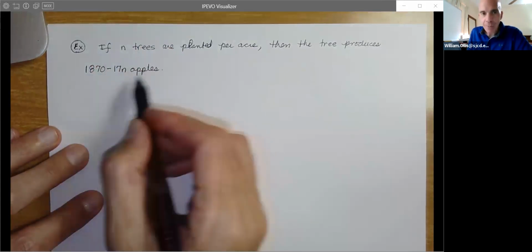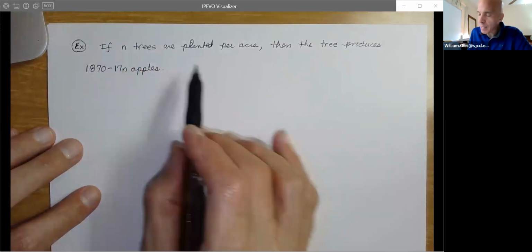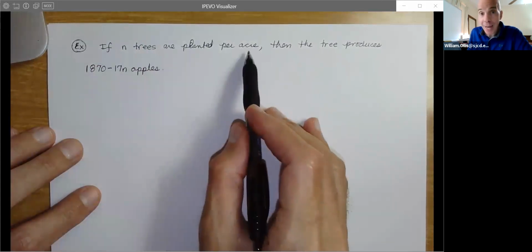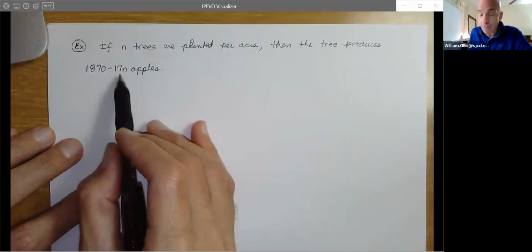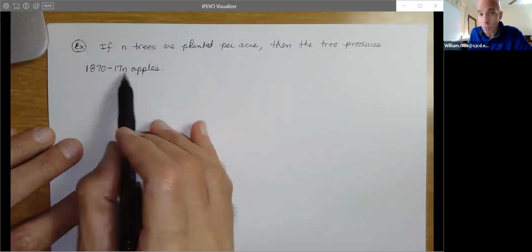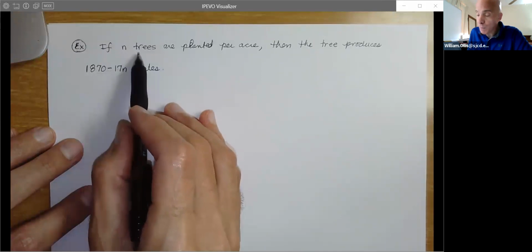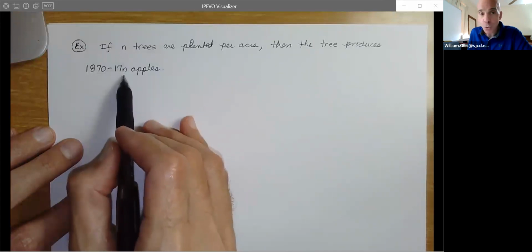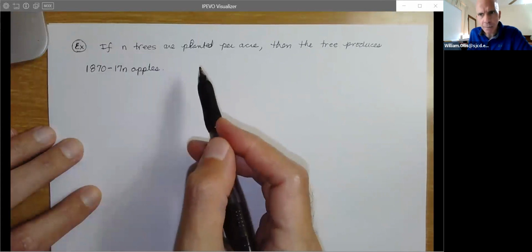But I'll just go ahead and write it the way, kind of a paraphrasing from WebAssign. If n trees are planted per acre, then the tree produces this many apples. That is 1,870 minus 17n apples. So what we're seeing is that if you increase the number of trees planted per acre, the output of the tree goes down in that particular acre. So you don't want to plant too many.